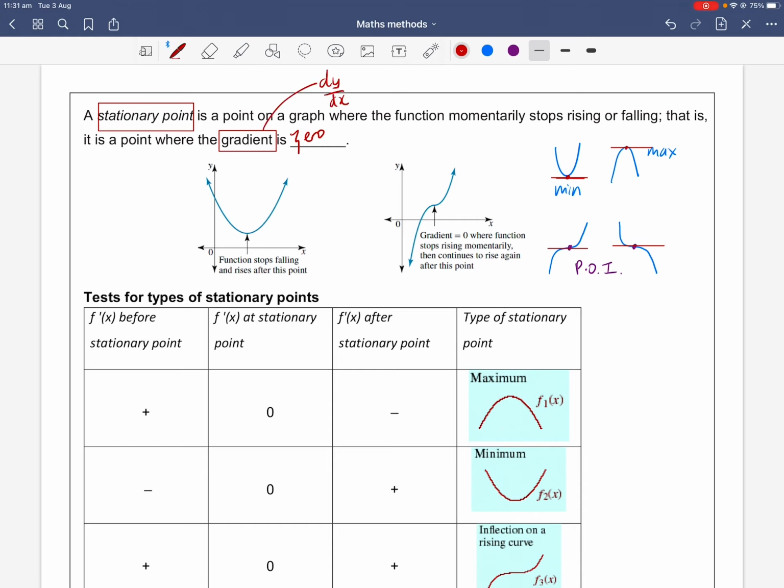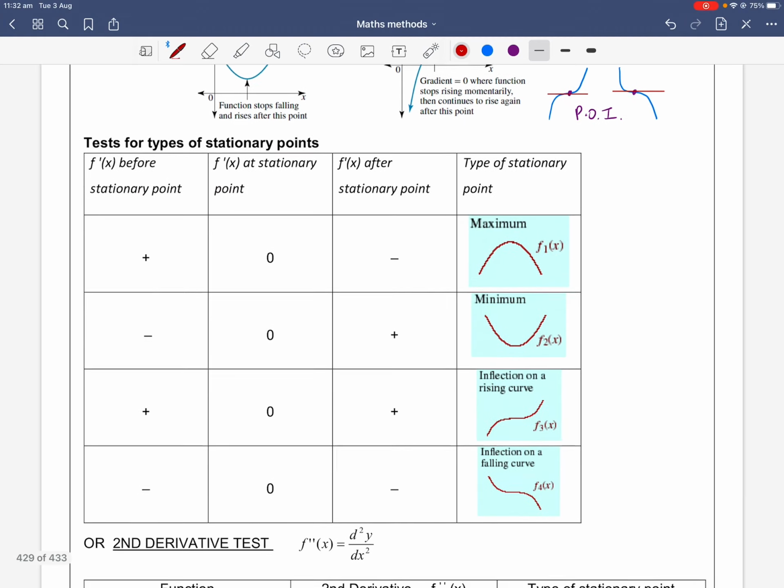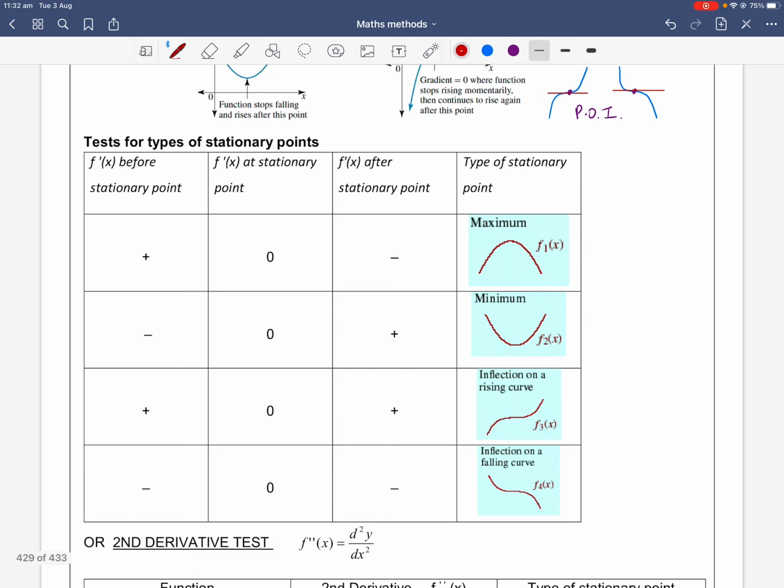So to find these stationary points, or turning points or points of inflection, all we have to do is differentiate our function and then set it to 0 and solve. So that's essentially what this box down below is telling us. To find any stationary point, all we need to do is set our derivative f dash to 0, so that at those stationary points, at those turning points or points of inflection, the gradient at those points is 0. It's a flat tangent line.